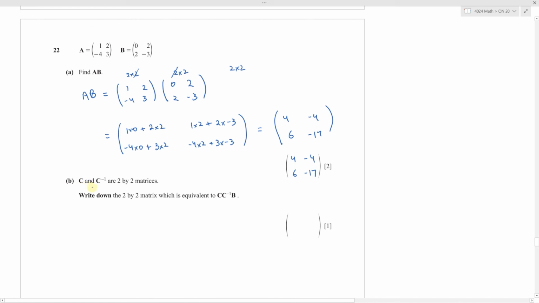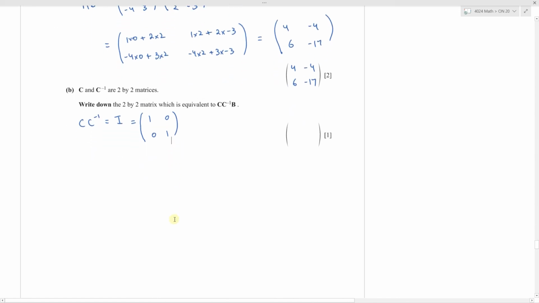Part B: C and C inverse are 2 by 2 matrices. Write down the 2 by 2 matrix which is equivalent to C inverse into B. So you know that whenever you multiply a matrix with its inverse, what do you get? C multiplied by C inverse will be the identity matrix, which is represented by I here. And you know that the value of the identity matrix is 1, 0, 0, 1.